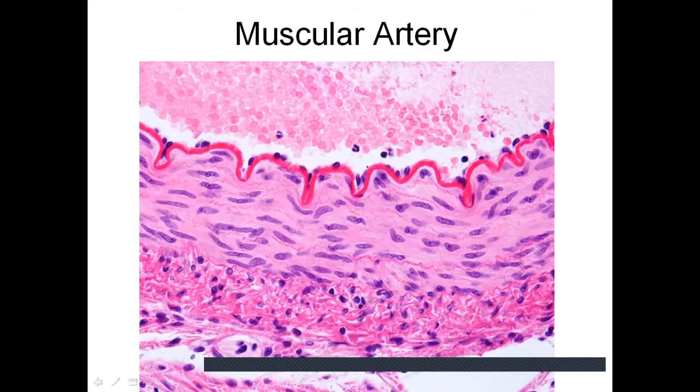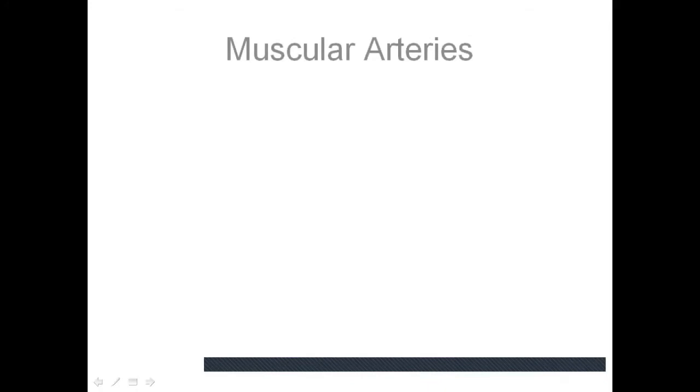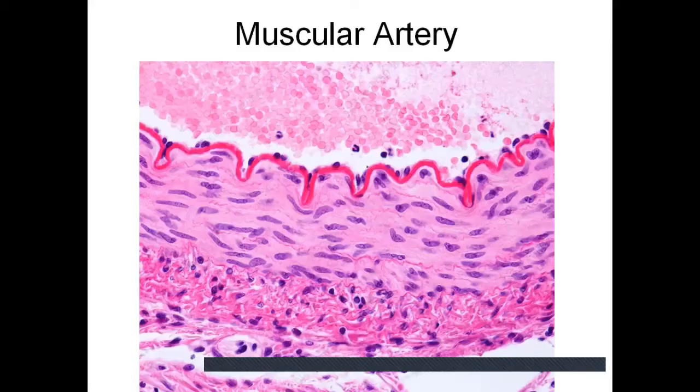And maybe in some places you can see a little bit of cytoplasm, but those are the nuclei and cytoplasm of the endothelial cells. And this is the internal elastic lamina in this particular artery.